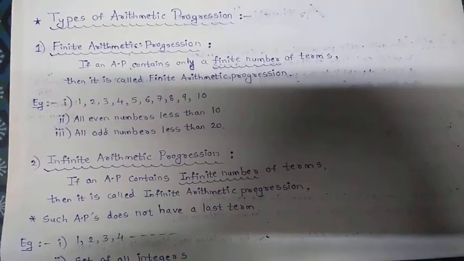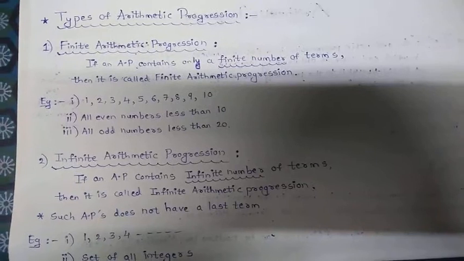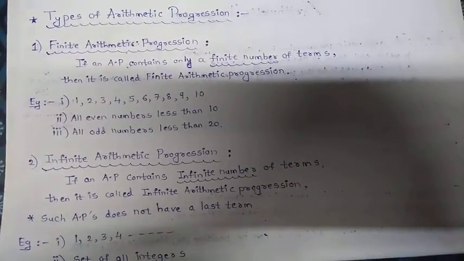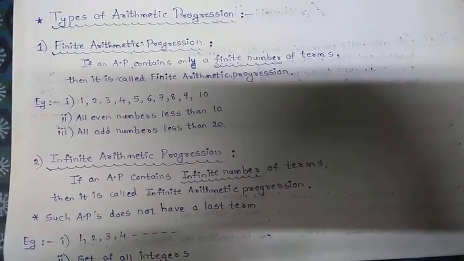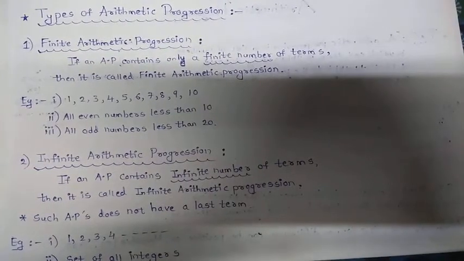So for finite arithmetic progression, some of the examples are: example 1, that is the set of real numbers from 1 to 10. So here we have a finite number of terms, that is 1, 2, 3, 4, so on up to 10. We have the last term as 10, and hence it contains a finite number of terms, and hence it is an example for finite arithmetic progression.